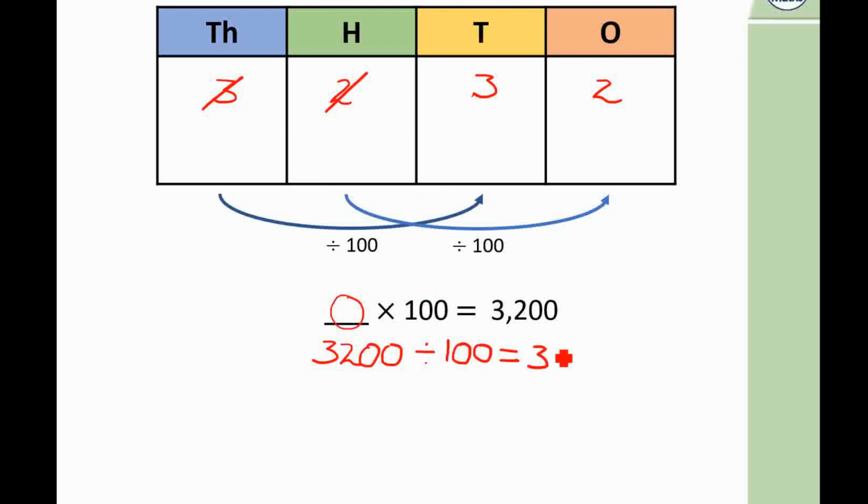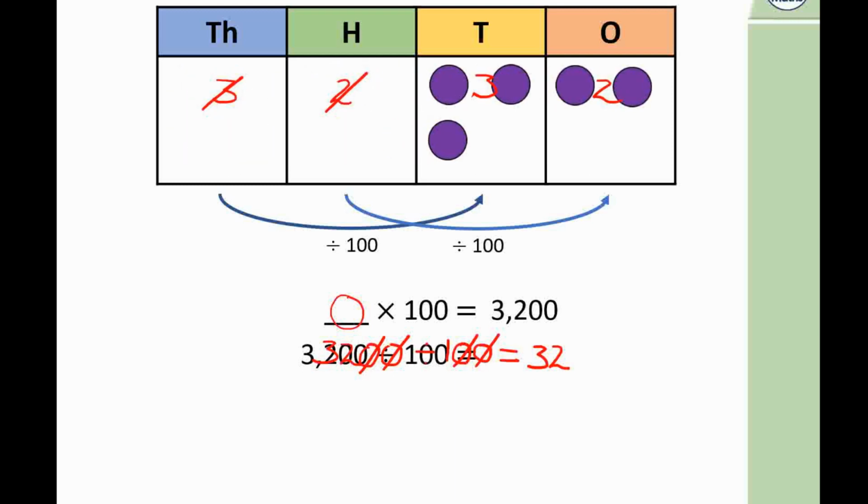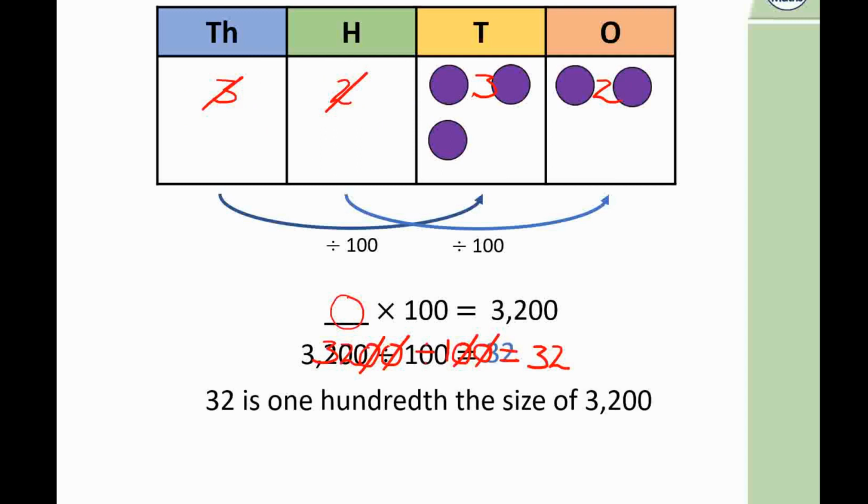32. Yeah? And again, you could just cross off the zeros to get your answer. It's 2 zeros, so you need to cross 2 zeros there. Oh, it's going a bit messy now. Yeah, 3,200 divided by 100. There's the 3 counters and 2 counters, and they simply move across like that to give us 32. 32 is 1/100th the size of 3,200.